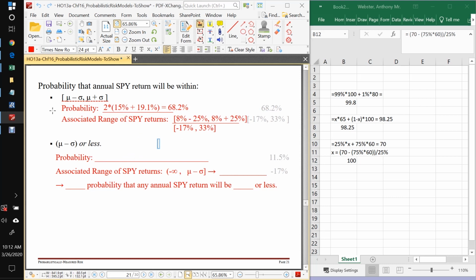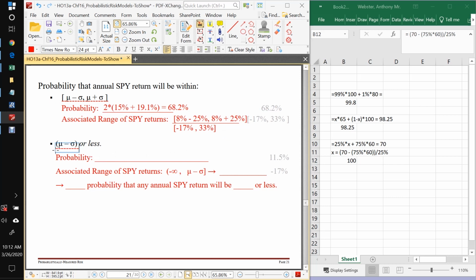So what does this tell us? Now we can say that there's about a 2/3 probability in any given year that the return of the S&P 500 is going to be between about minus 17% and 33%. So that's a really helpful thing to know. So let's see if we can do another one.